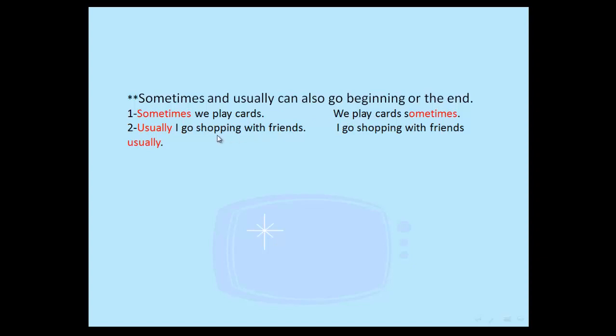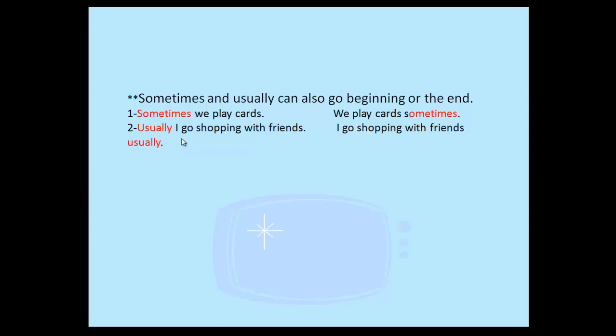The other example. Usually I go shopping with friends. So I can say it, I go shopping with friends usually. They are true. So here we have to draw our attention to sometimes and usually. They can also go at the beginning or the end of the sentence.